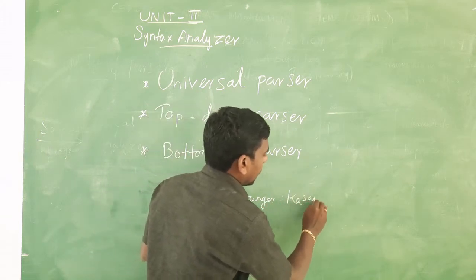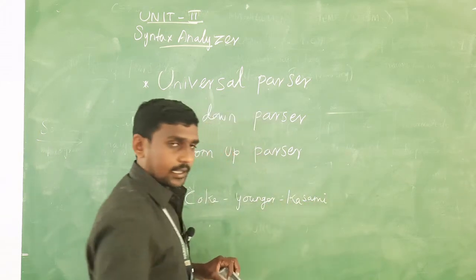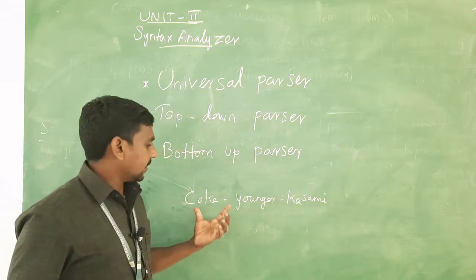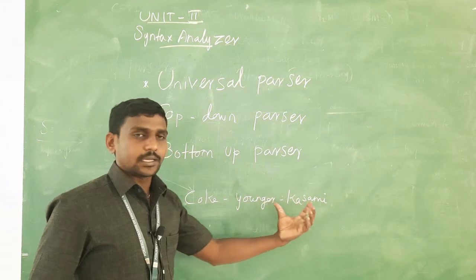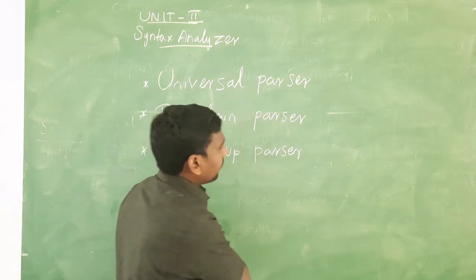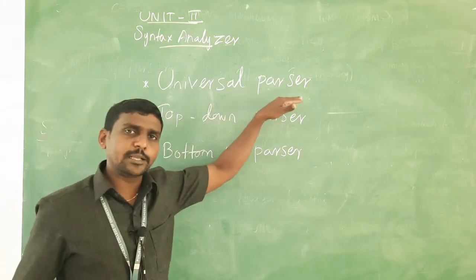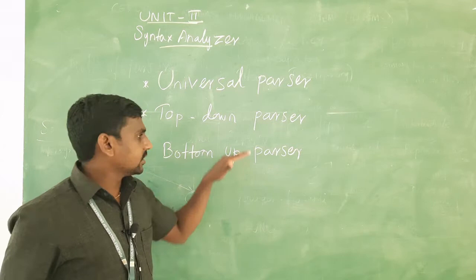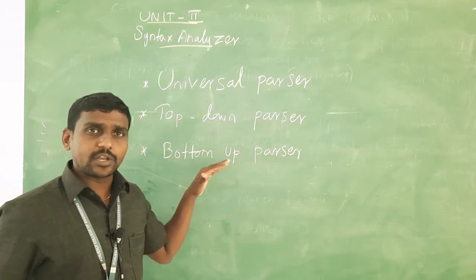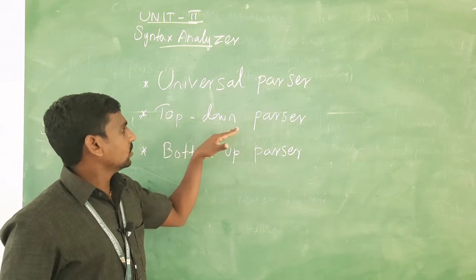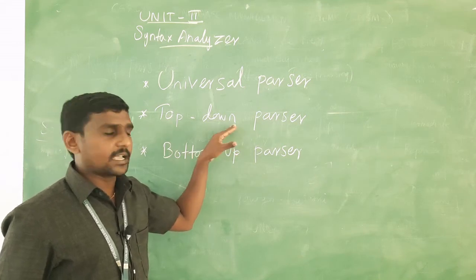Koch-Enger-Kazami algorithm. This is the algorithm name, and it was designed by scientists. Their names were given to the Koch-Enger-Kazami algorithm and Euler's algorithm. By using these algorithms we can parse with a universal parser, all types of grammar. The second one is the top down parser. These two parsers are very important. In the next session I am going to teach you how we parse with examples.